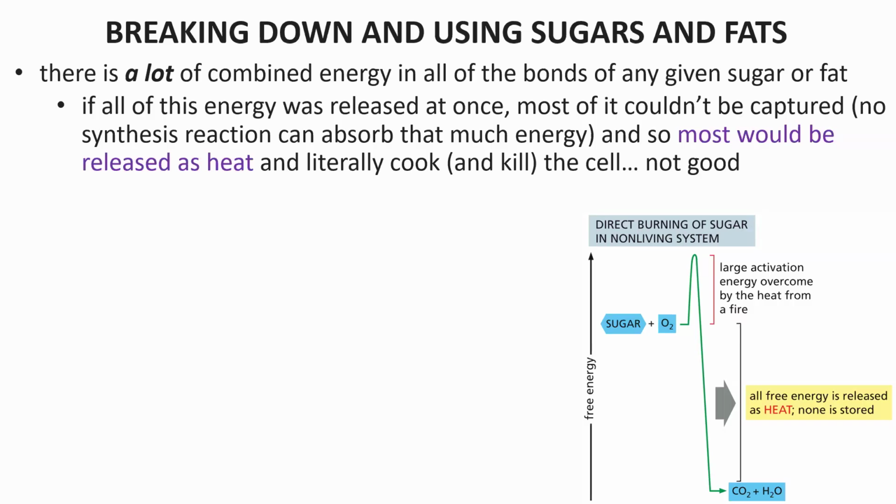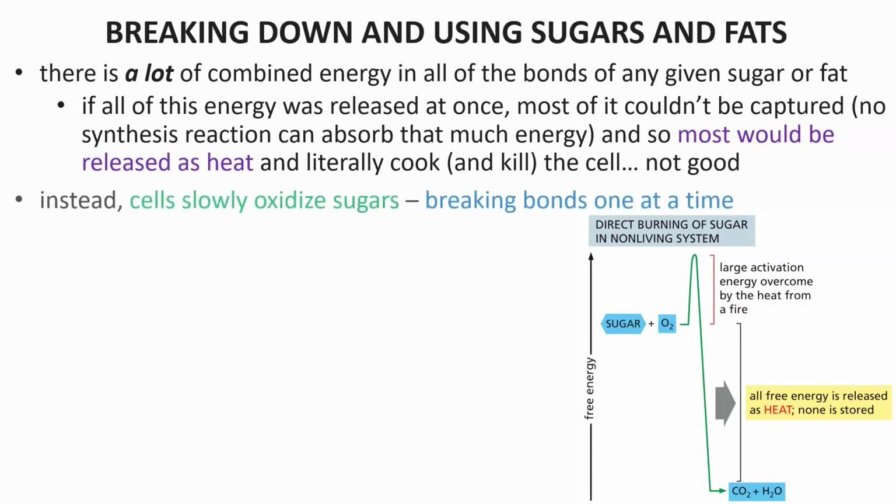It would quite literally be explosive, and the cell would cook, would be killed by the heat released from this reaction. Not to mention, such an exergonic reaction would have a relatively high energy of activation, so high that it's unlikely that any enzyme would be efficient enough to lower that energy of activation to any feasible amount. So all of this, not good, not the way to do it.